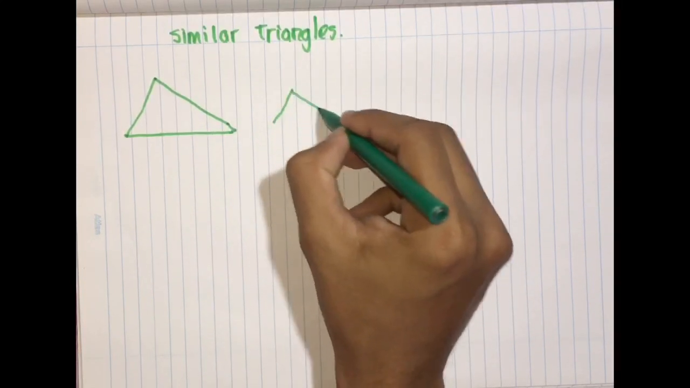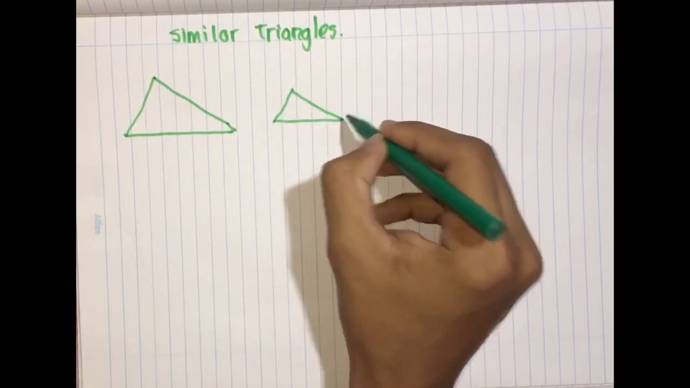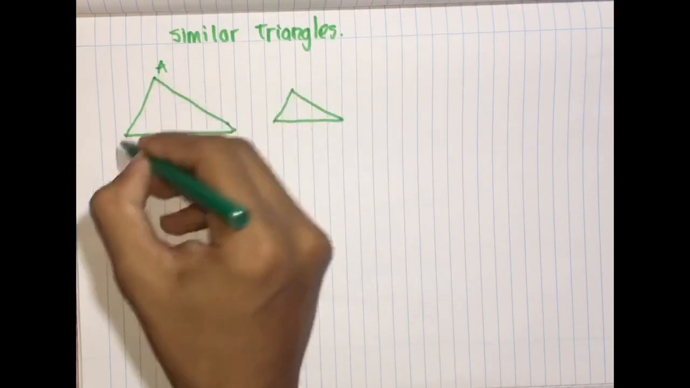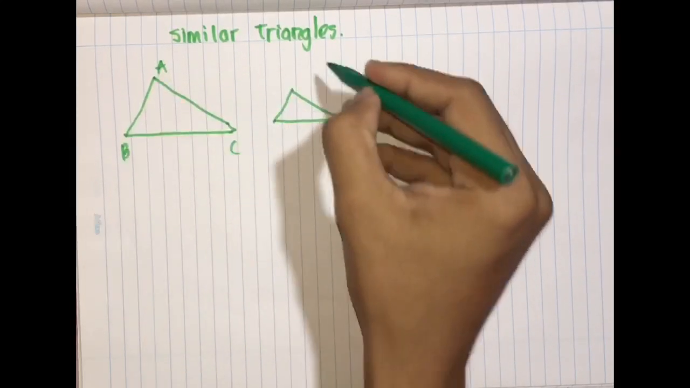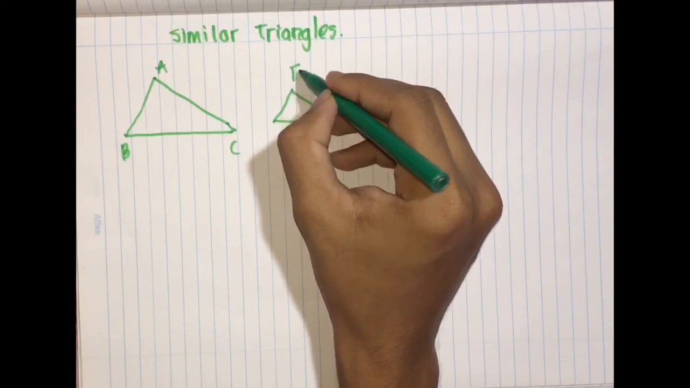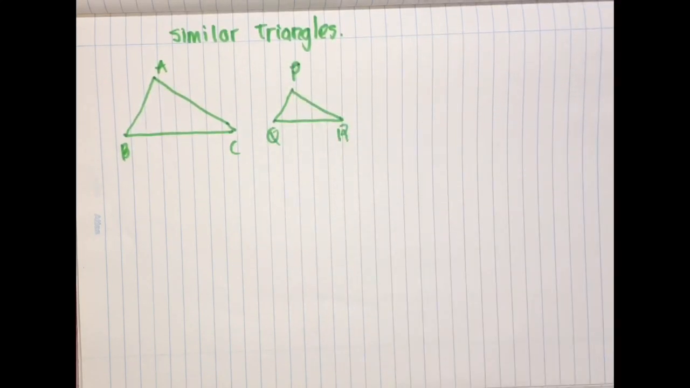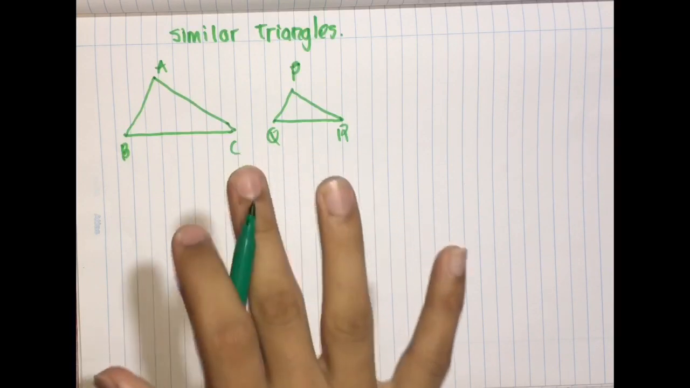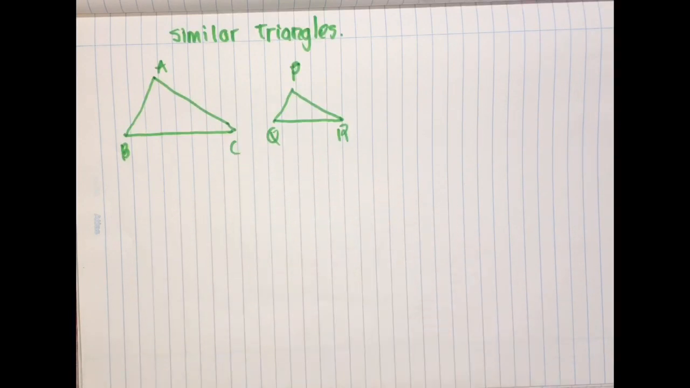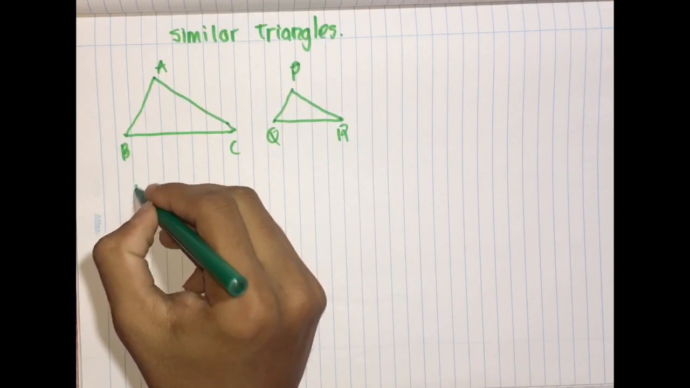Now look, both look the same, right? But one is small, one is big. This is, let's say, ABC, and let us say this is PQR. Now these two triangles are said to be similar only if there are two conditions.